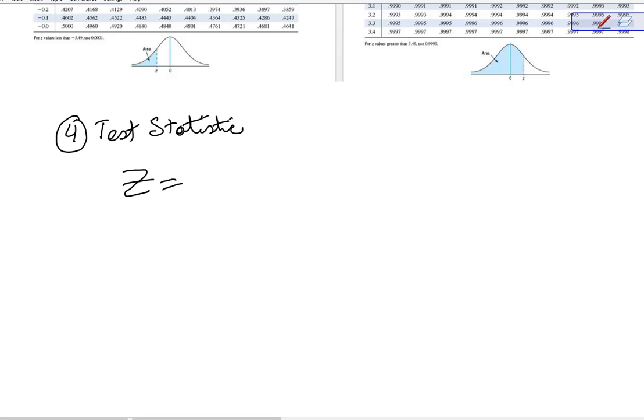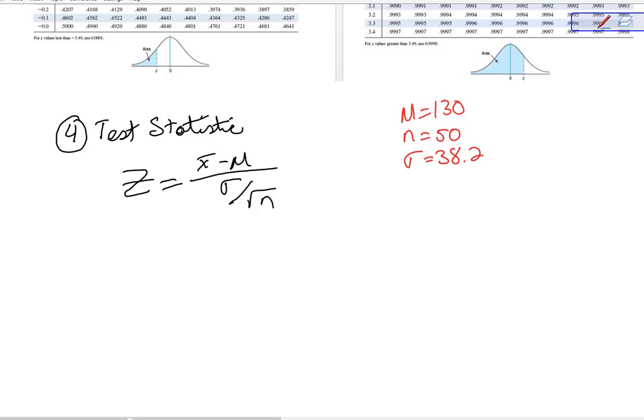And remember, we are going to use the formula z is equal to x bar minus mu divided by the standard deviation divided by the square root of n. So I'm going to rewrite the information that I had up above. Mu was 130, n was 50, sigma was 38.2, and x bar was 162.